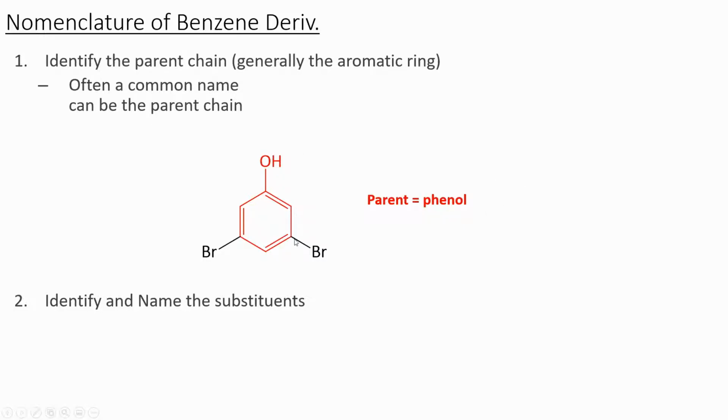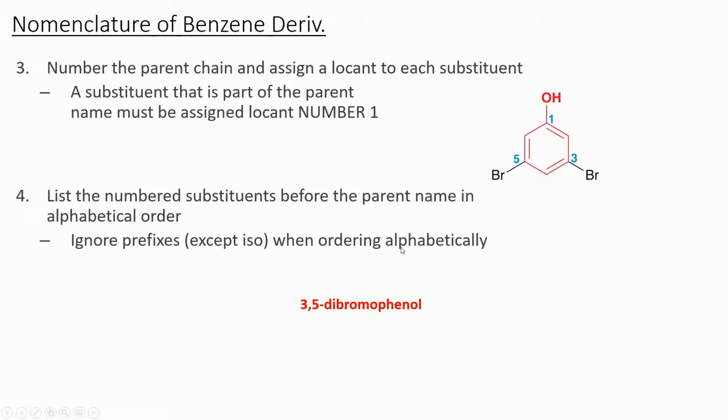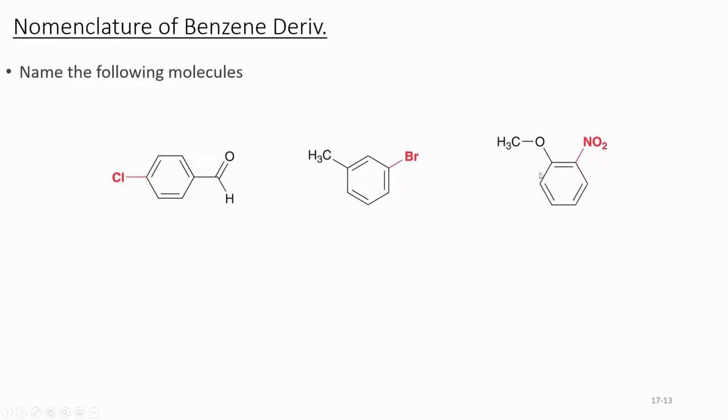And then in the 3 and 5 positions, we have the bromines, or they're both in the meta position. So we could call this 3,5-dibromophenol after we've numbered, and since we have two of the same substituents, we don't have to worry about ordering them alphabetically at all. So here are a few molecules that you can try for practice, and we'll go over the answers during the lecture.